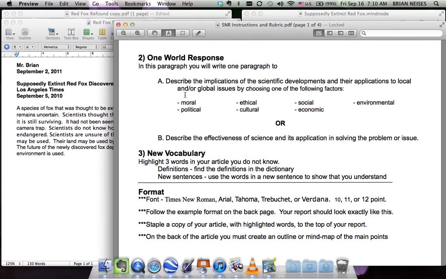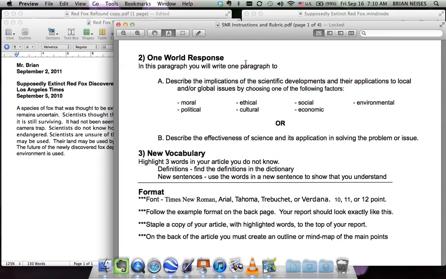What we're going to talk about today is how to do your One World response. If we look at our instructions for the One World response, we have two different options, option A and option B. Today we're going to talk about option A, which is to describe the implications of the scientific developments and their applications to local and/or global issues by choosing one of the following factors. And they have a list there.